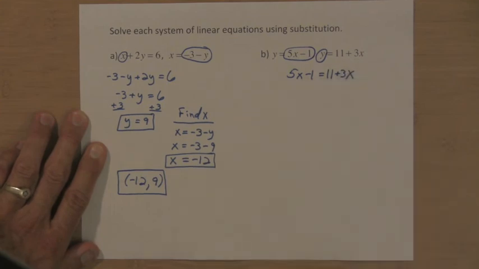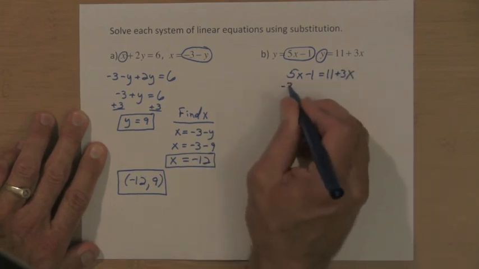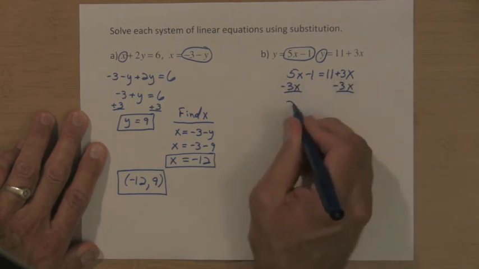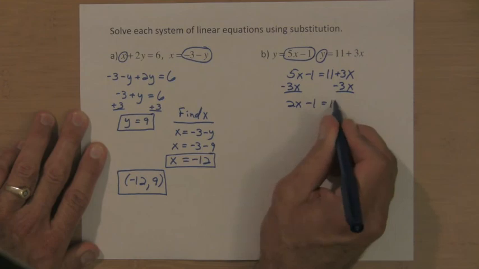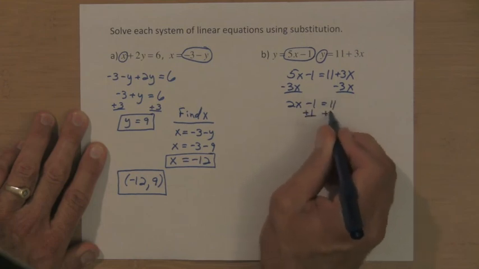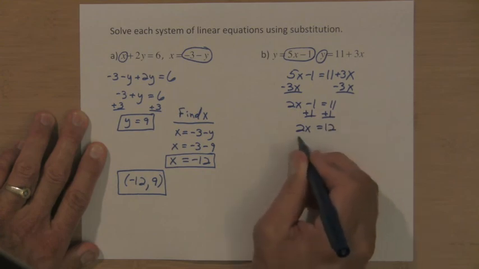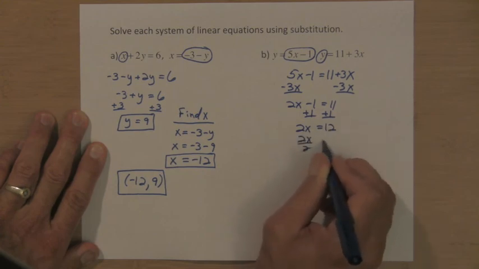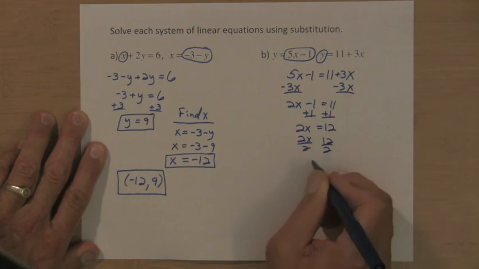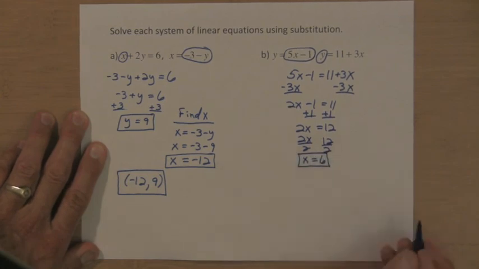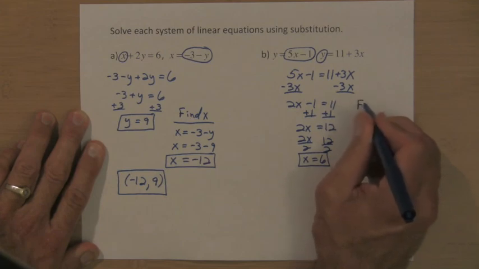And I get x's on one side of the equation and solve it as you probably have seen before. I'm going to subtract 3x from both sides. I get 2x minus 1 equals 11. I'm going to add 1 to both sides to get x by itself. I get 2x equals 12. If I divide both sides by 2, x equals 6. That's only one of my solutions. There's two variables. I need two values, one for each variable. So that's x. I've got to find y.